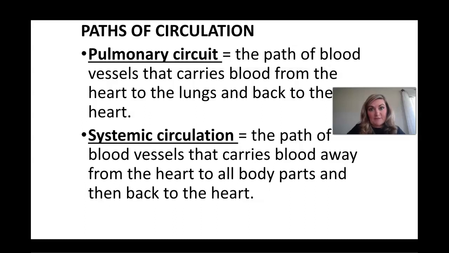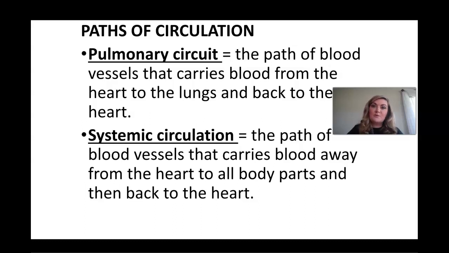The second path is referred to as the systemic circulation. The easy way to think of this one is that it takes blood all over the body, or to all the systems in the body. This is the path of blood vessels that carries blood away from the heart to all body parts and then back to the heart again.